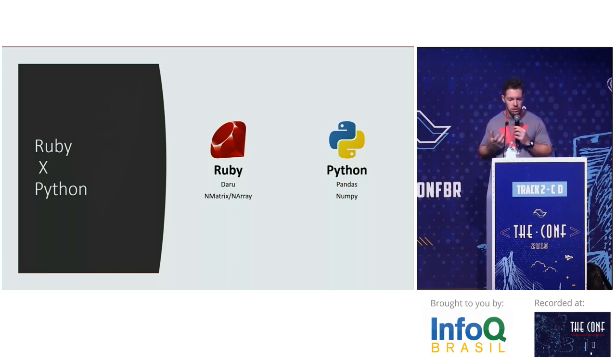The problem is that nMetrics that works with Daru, Daru is implemented over nMetrics, gets kind of slow when it's dealing with big chunks of data. nArray is a lot faster, but it's not compatible with Daru. But things are improving, as we'll see in the next slide.